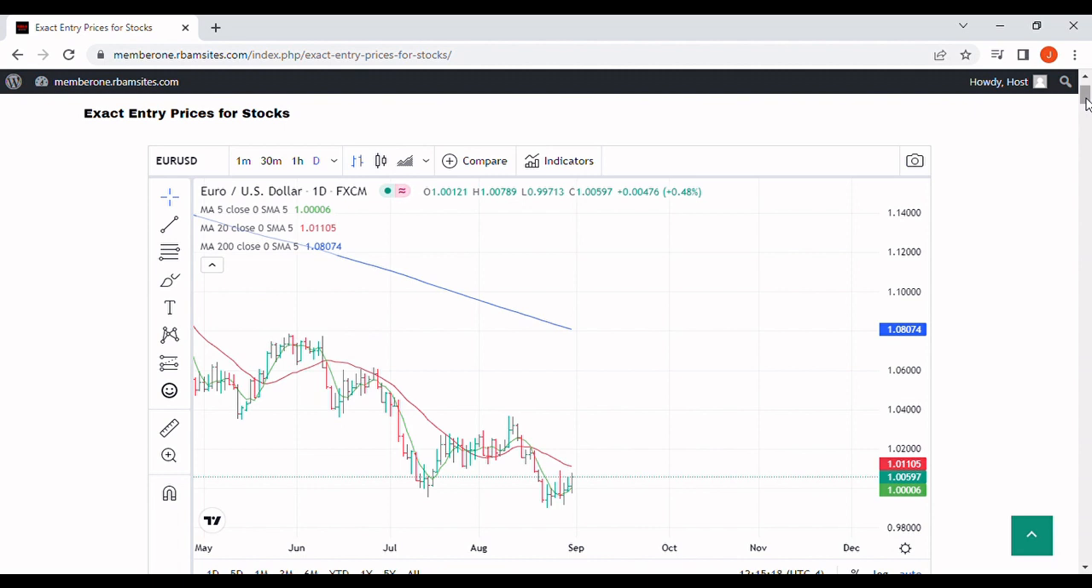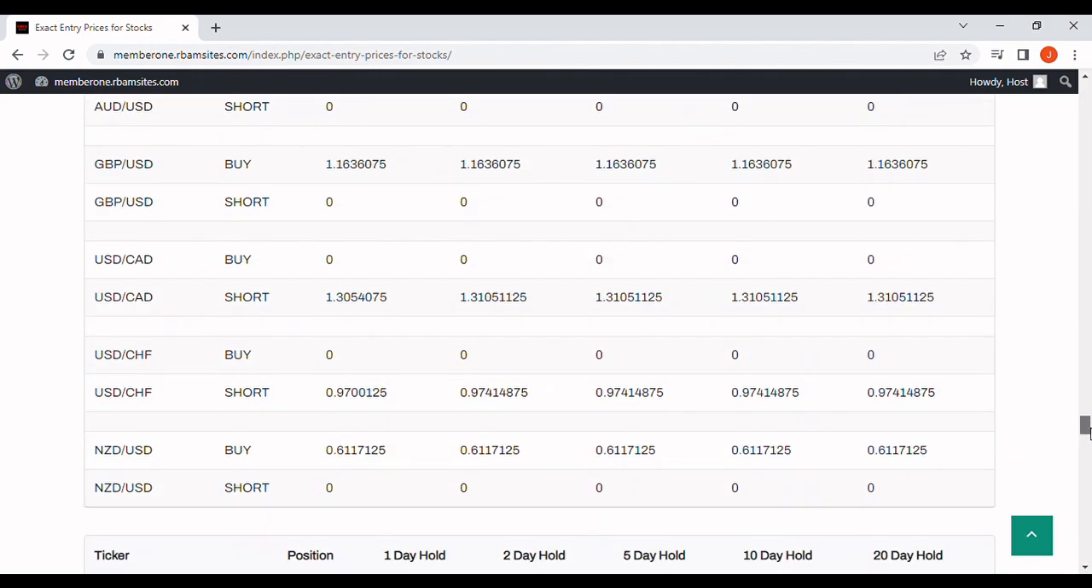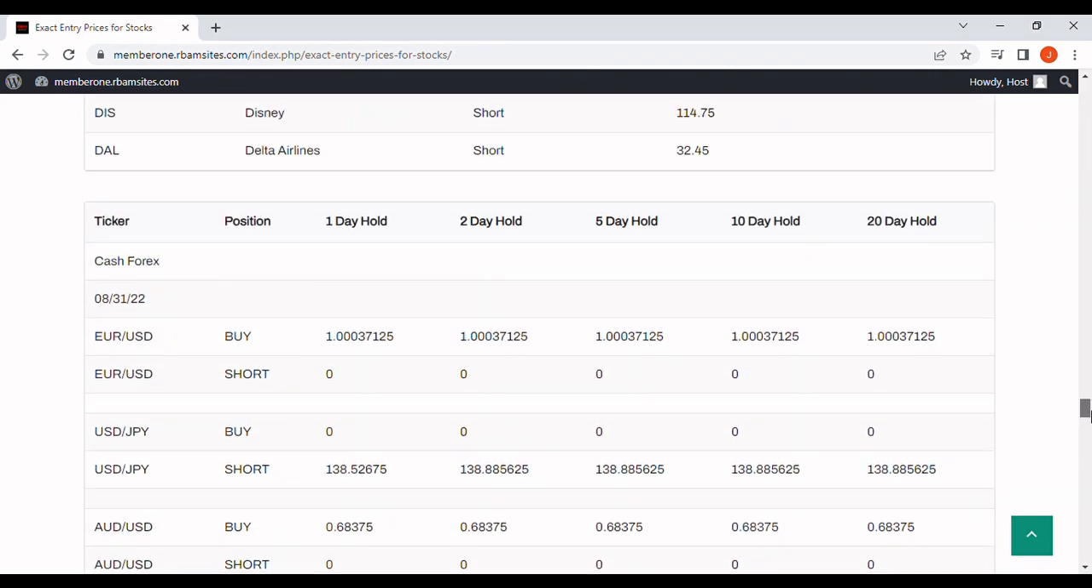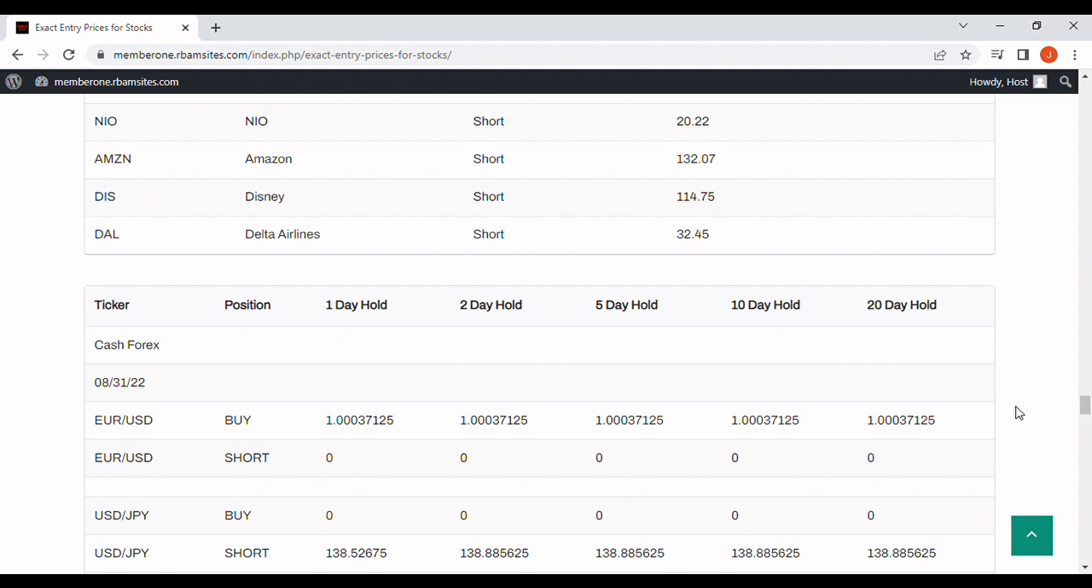We're looking at the EUR USD, and let's take a look down here and see what they say. These are algorithmically generated entry prices, and we're looking today, the 31st of August. These come out every morning before 7 a.m. for 1, 2, 5, 10, and 20-day holding periods. Sometimes buys, sometimes shorts, but always one or the other. And let's take a look. It says 1 and 3 zeros all the way across. So it looks like 1 and 3 zeros and 3 sevens.